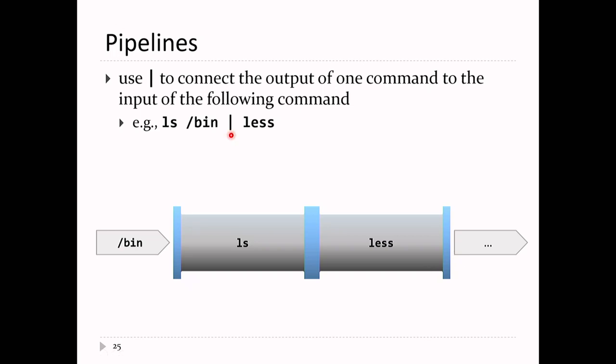How do you join 2 commands together in a pipeline? It's just the vertical bar. So ls root bin means run the ls command and send standard output to the standard input of less. Fortune, vertical bar, cowsay means run the fortune program, take its standard output and direct it to the standard input of cowsay.